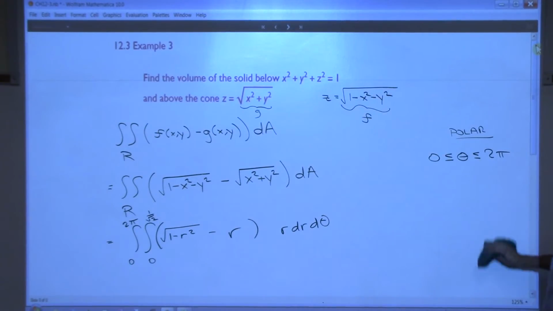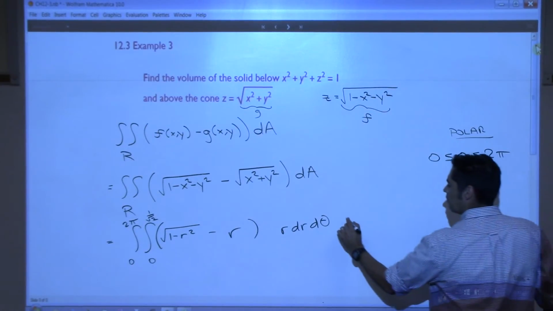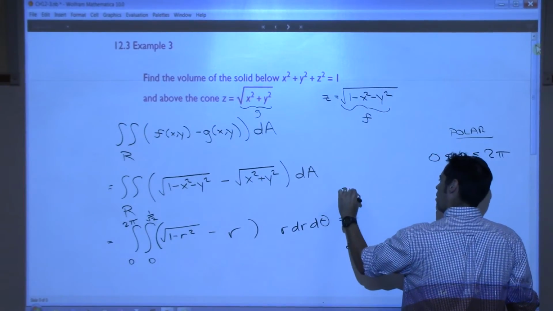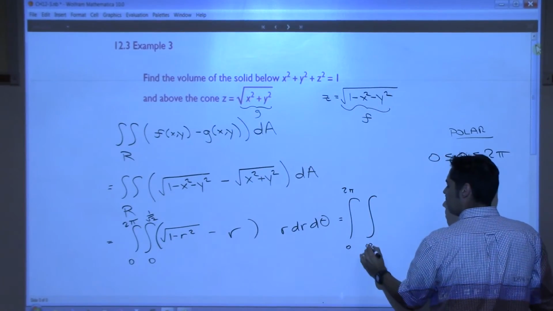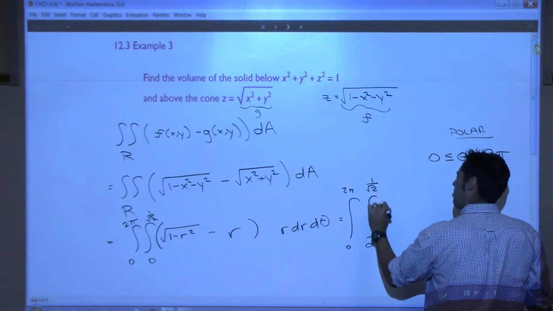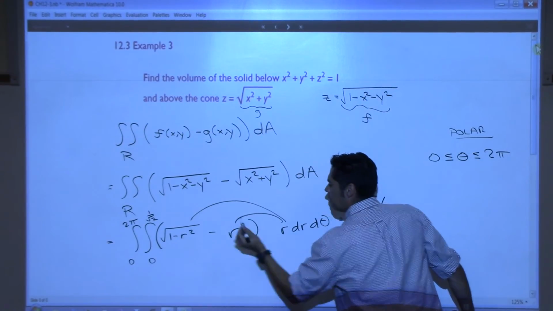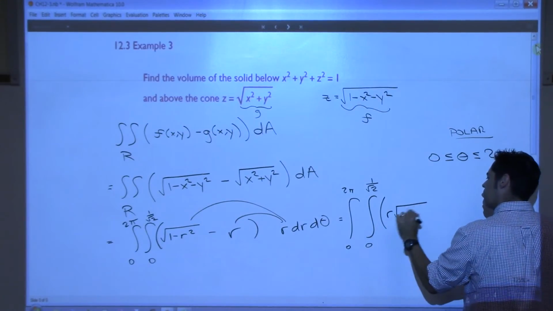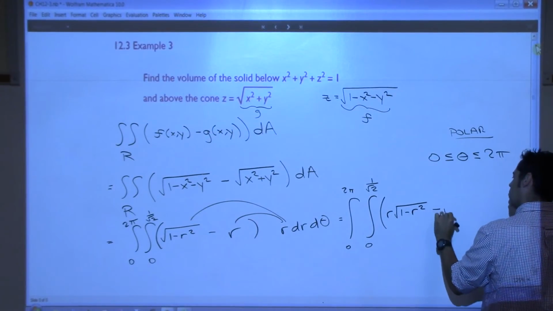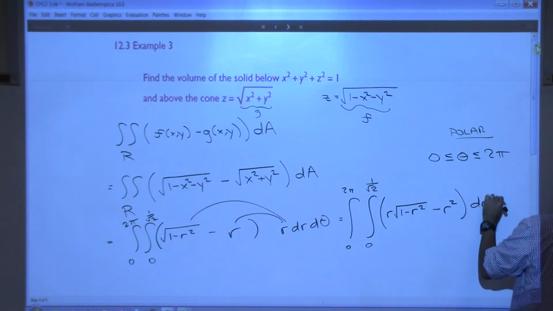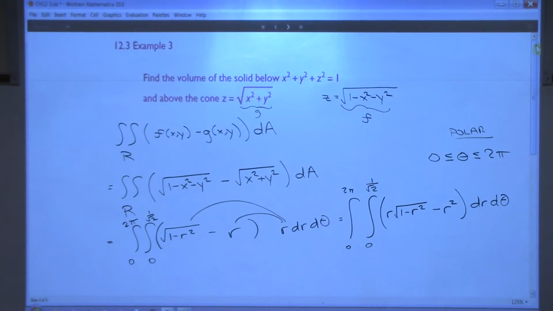Anybody have any questions on where I got that from? When I distribute this r through, I get r root 1 minus r squared minus r squared dr d theta. And we should be able to integrate this pretty easily. This one right here, basic u-sub: let 1 minus r squared be u. The derivative of it is out there, kind of. This one, 1/3 r cubed. You're in business.